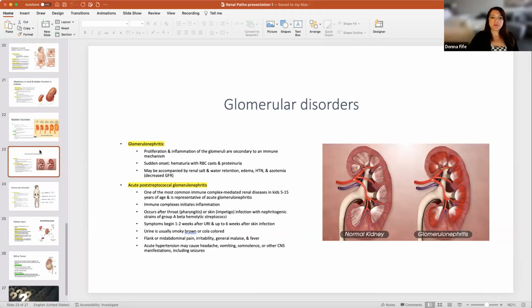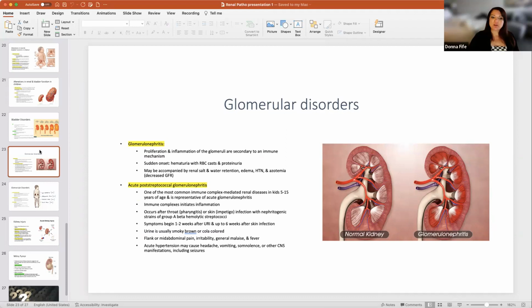Glomerular disorders, glomerular nephritis, proliferation and inflammation of the glomeruli are secondary to an immune mechanism. Sudden onset, patient may have hematuria with RBC casts and proteinuria. And this may be accompanied by renal salt and water retention, edema, hypertension, azotemia, and decreased glomerular filtration rate.